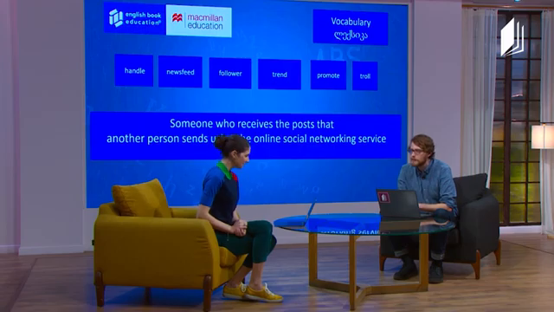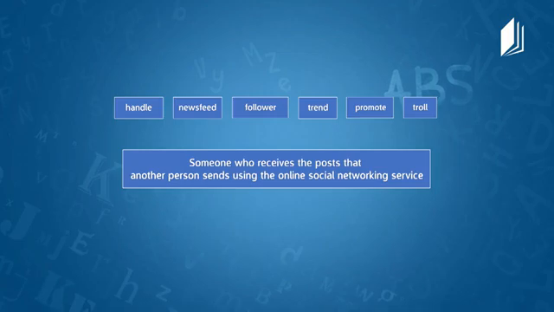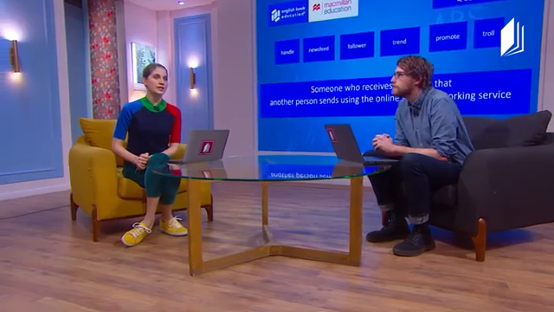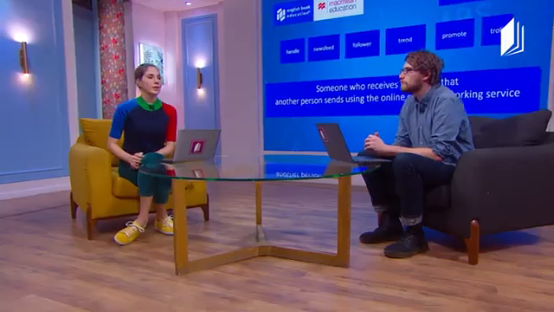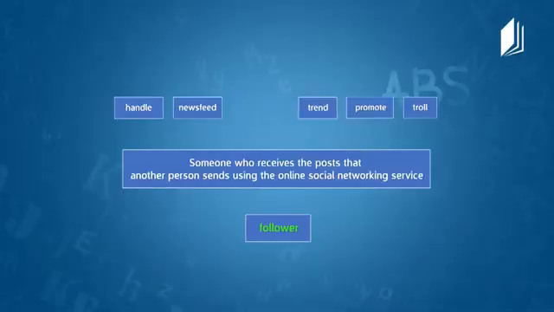Let's start. Let's do it. So the first one, Sophie, someone who receives the posts that another person sends using the online social networking service. What could that be? So I think that we said when we were explaining the vocabulary that people who follow each other usually receive the post that another person posts or sends. So therefore, I think this one should be follower. I think you're totally right.